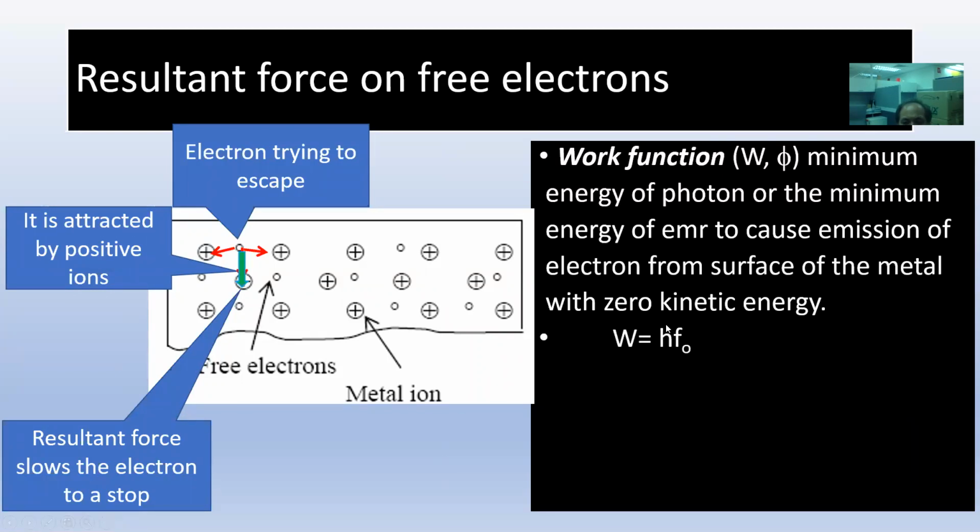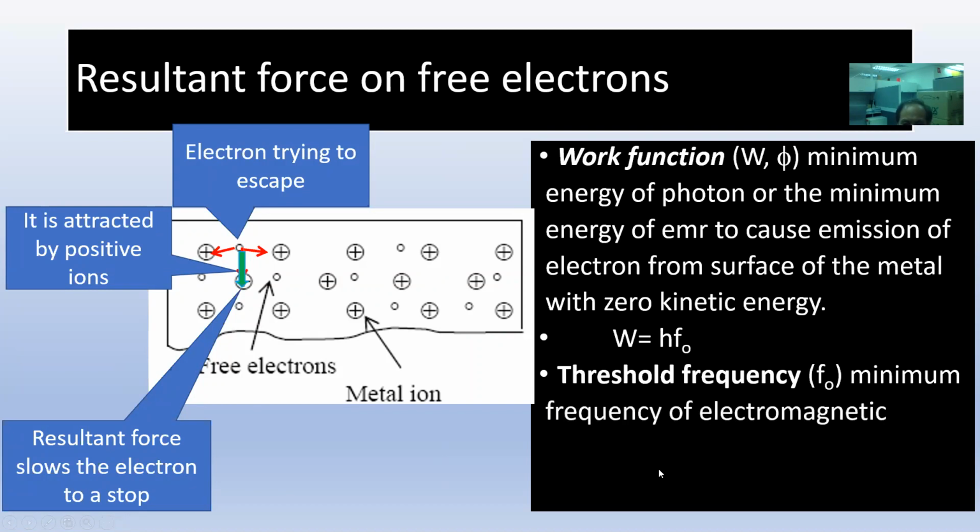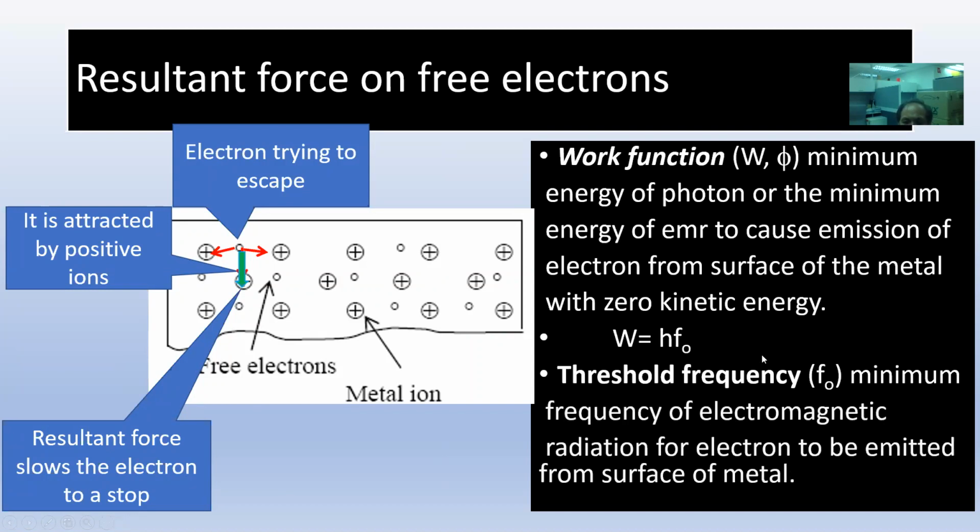And that is your Planck's constant times threshold frequency, F0, minimum frequency. Okay, so this is the term that you need to remember. Minimum frequency of electromagnetic radiation for electron to be emitted from the surface of metal.